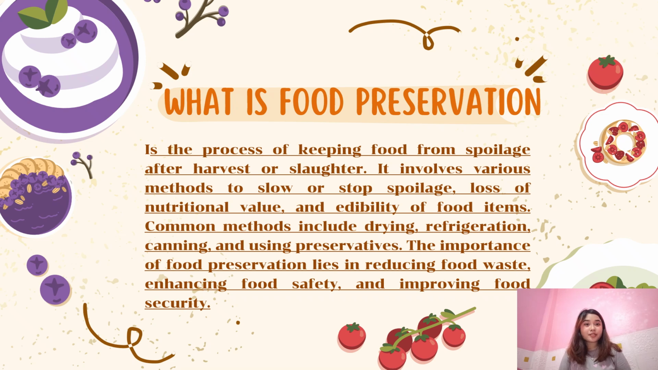So food preservation is a process of keeping food from spoilage after harvest or slaughter. It involves various methods to slow or stop spoilage, loss of nutritional value, and edibility of food items. Common methods include drying, refrigeration, canning, and using preservatives. The importance of food preservation lies in reducing food waste, enhancing food safety, and improving food security.